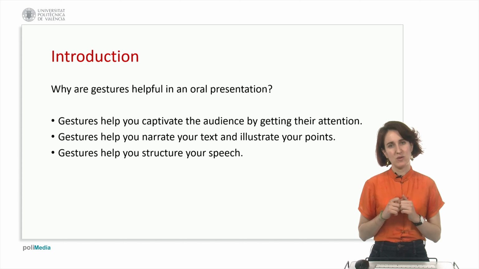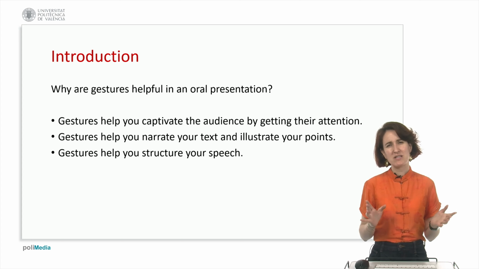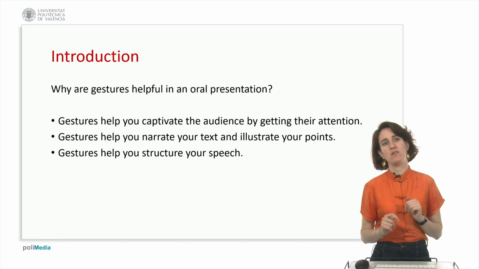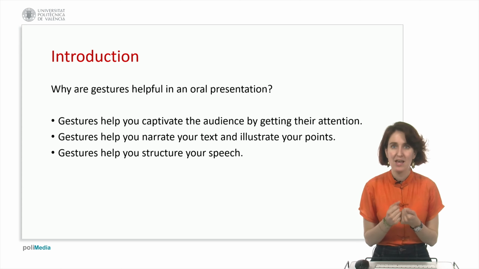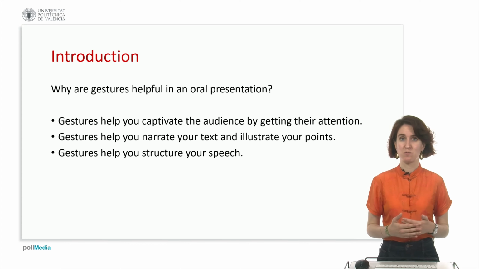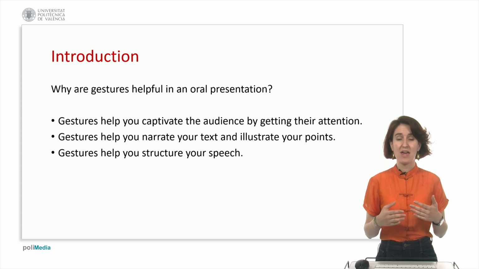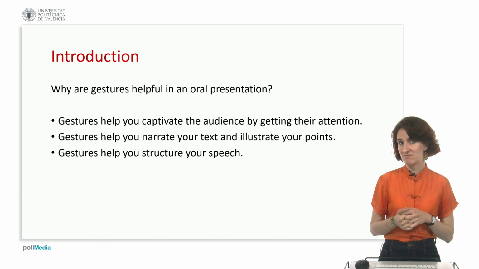I have a question for you. Why are gestures helpful in an oral presentation? There's so many reasons. I can come up with 3 right now. First is that gestures can help you captivate the audience by getting their attention. Hands are one of the first things we notice when we meet someone, and they help us narrate and structure our speech, and movement makes them very important when it comes to captivating someone's attention.